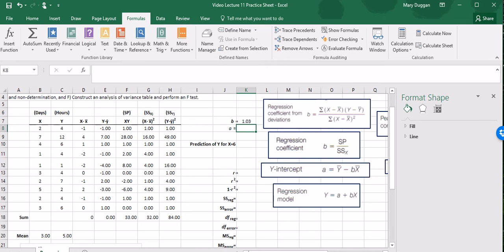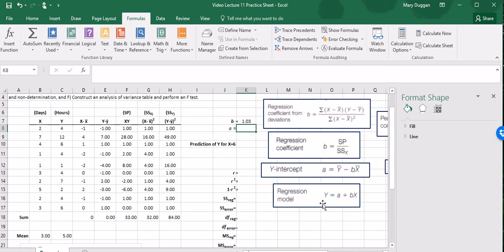So the b is our slope of the line, and the slope is also referred to as the regression coefficient. So b is equal to the sum of the products divided by the sum of the squared x deviations. For every 1 unit of x, y will increase by 1.03 units. Okay, so next we'll figure out a, or what's called the y-intercept. And this is the expected score on y when x is 0. And this is also considered the baseline number in regression.